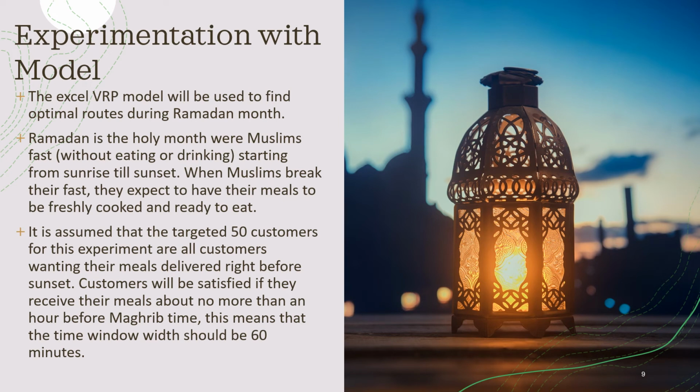Moving on with the experimentation with the model, the Excel VRP model was used to find optimal routes during the Ramadan month. Ramadan is the holy month where Muslims fast without eating or drinking, from sunrise till sunset. When Muslims break their fast, they expect their meals to be freshly cooked and ready to eat. It is assumed that the targeted 50 customers for this experiment all wanted their meals delivered right before sunset. Those customers should be satisfied if they receive their meals no more than an hour before Maghrib time. This means that the time window width should be 60 minutes.